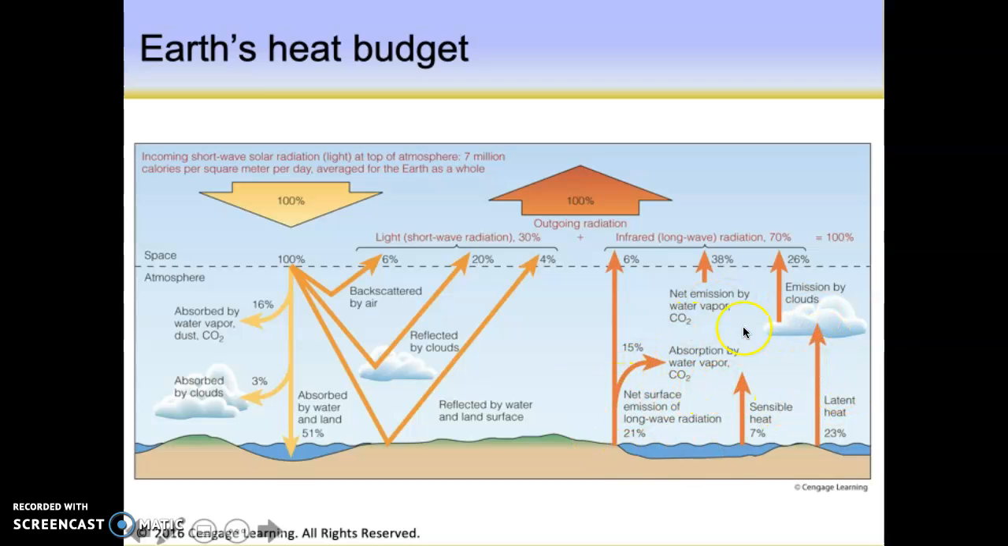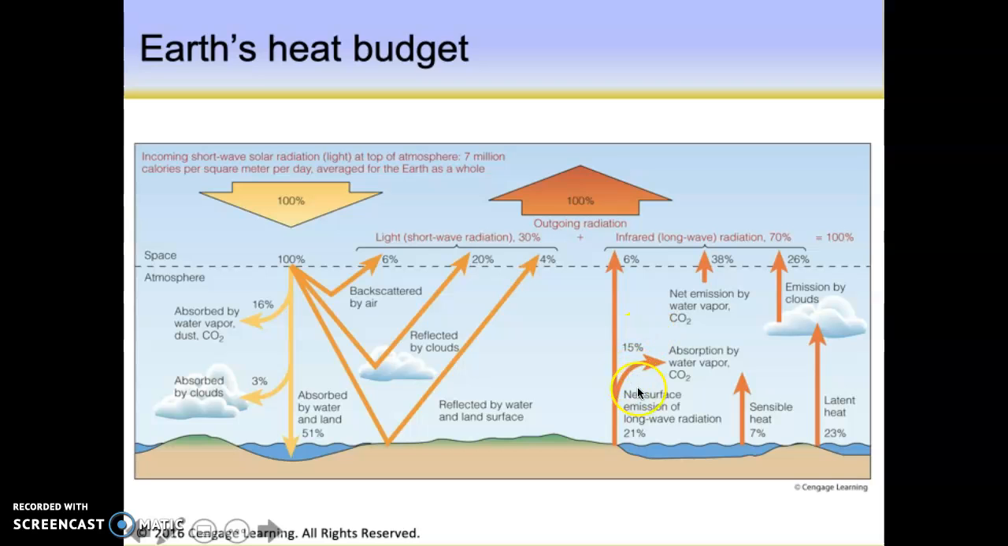You'll notice that the big way that we warm up the planet, 51% here, is energy absorbed by water and land and then released back into the atmosphere through these other mechanisms. Now you'll notice ultimately that energy goes back out into space as infrared long wavelength energy, which you would experience as heat. That's considered by physicists to be low quality energy because it's long wave. It is less concentrated, but it all ultimately goes back into space.